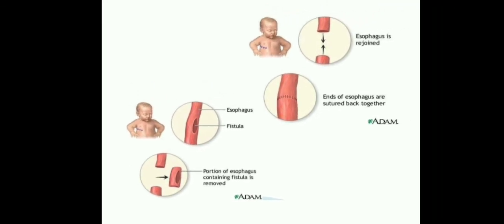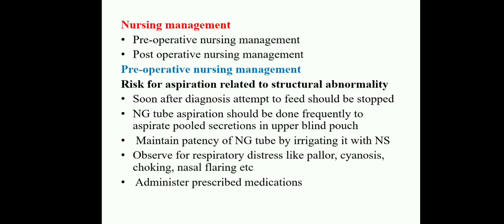Are all of you clear about the surgical intervention? This is the way they do the end-to-end anastomosis. Coming to the nursing management, before surgical intervention pre-operative nursing management and then post-operative nursing management is needed. What care is supposed to be given in the pre-operative nursing management?